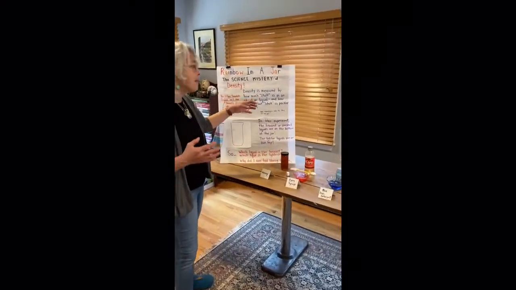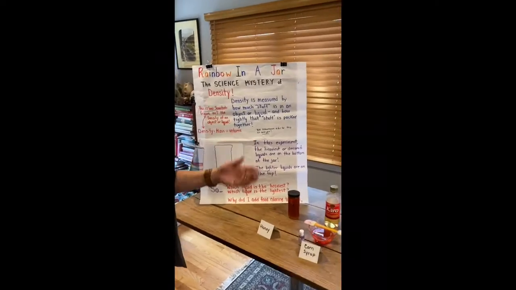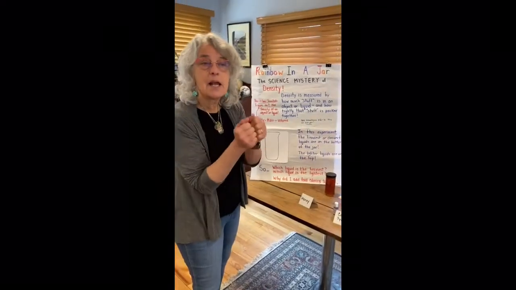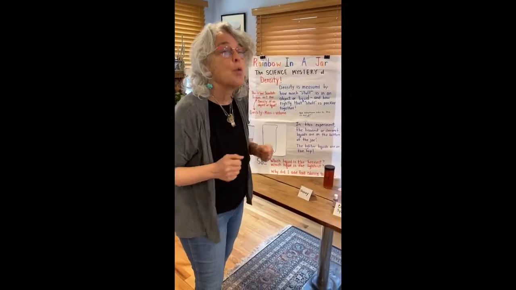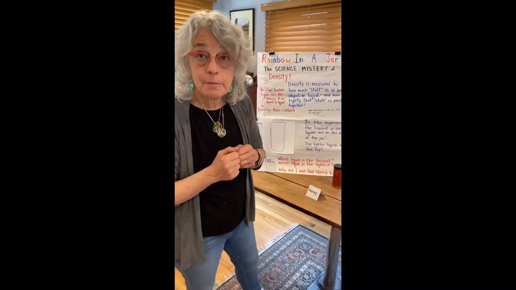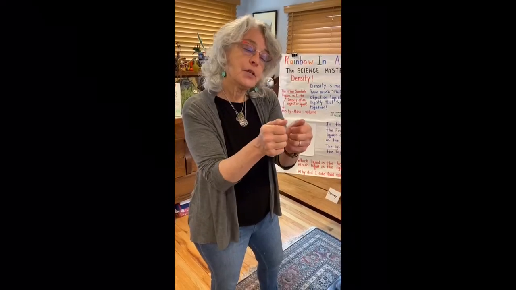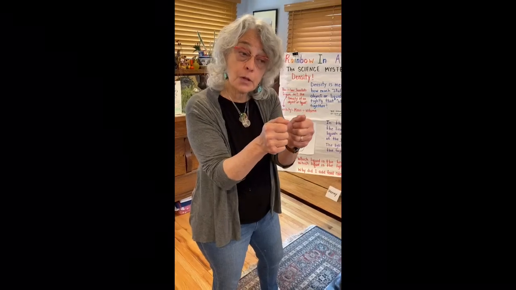Density is measured by how much stuff, such an unscientific word, is in an object or liquid, and how tightly that stuff is put together. We call that stuff atoms and molecules. Remember, the closer the atoms and the molecules, the less the item moves. So a solid doesn't move at all, but a liquid has a little bit of leeway. That means the closer the atoms and molecules are, the thicker the liquid is. The further away the atoms and molecules are, the thinner the liquid is.